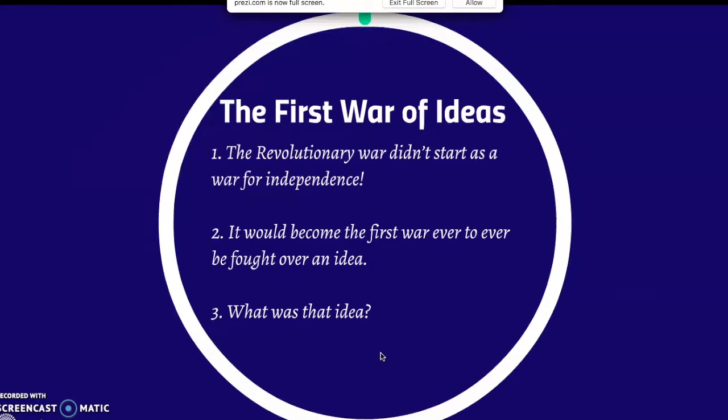So this becomes the first war over ideas. Now, that's not necessarily true. There was always an idea behind most wars, but this was really different. It didn't start as a war for independence.